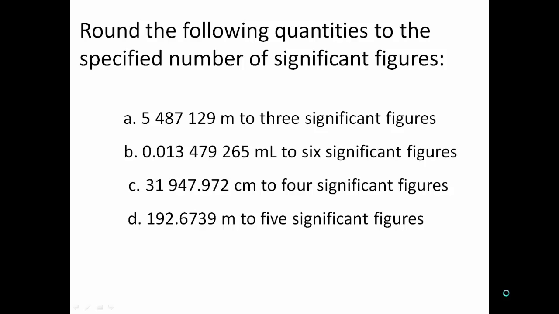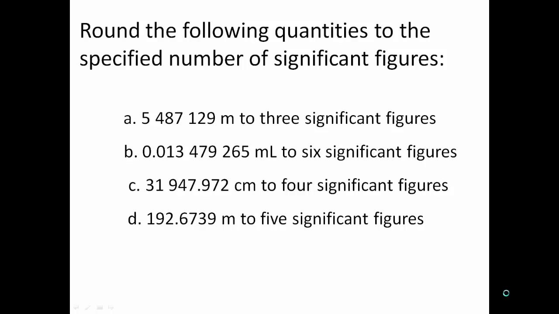In this problem, we're going to do something a little bit different. Here, we're going to round these quantities to the number of sig figs that it tells us to. In A, we're going to take that number and round it off to 3 sig figs. So we're going to take the first 3 sig figs, which are the 5, the 4, and the 8. We're going to look at the numbers behind that 8 and see if that 8 needs to be rounded up. Because the number after that 8 is a 7, the 8 needs to be rounded up to a 9. We would have 5, 4, 9.